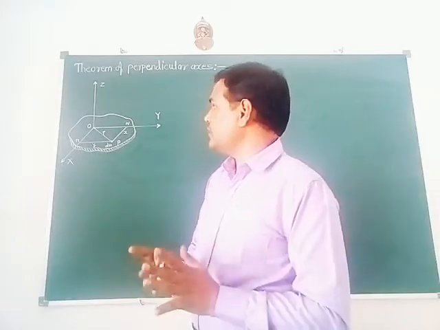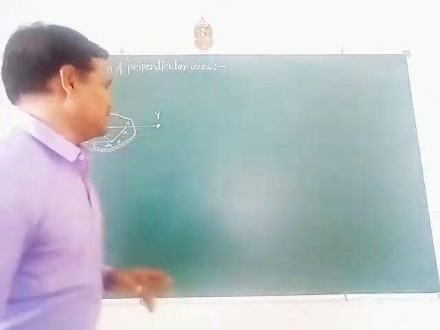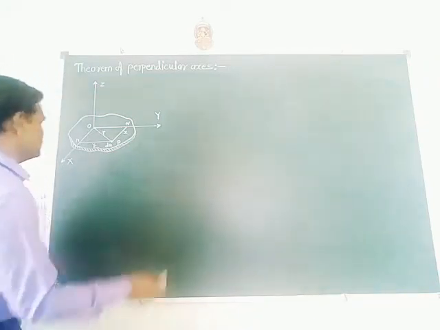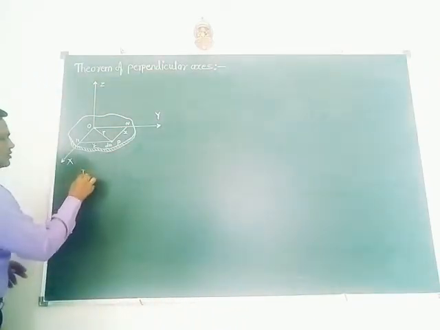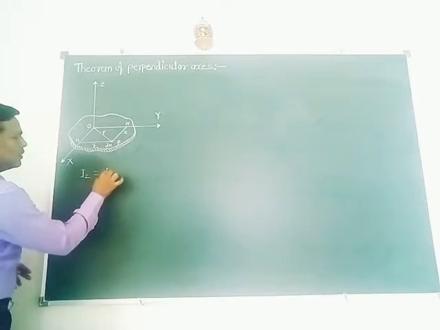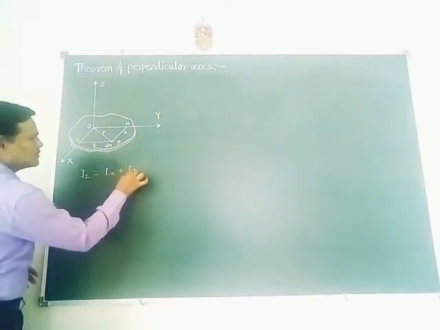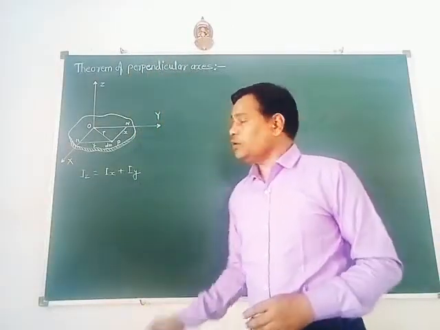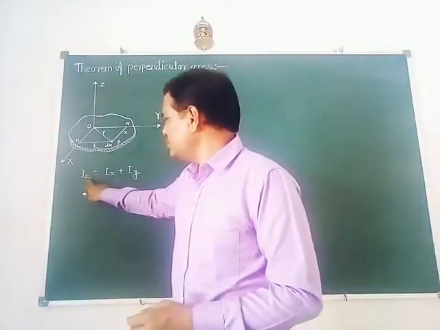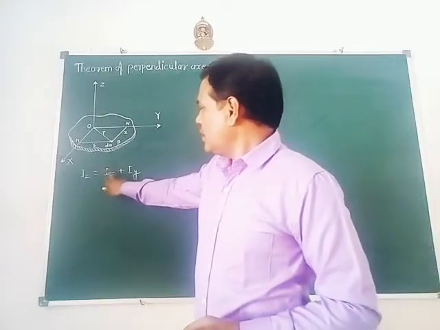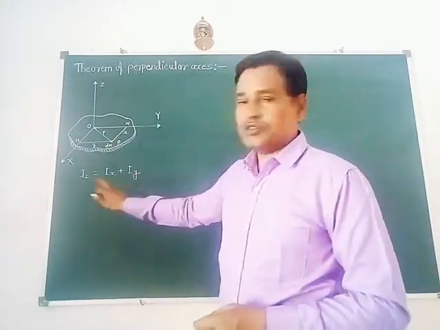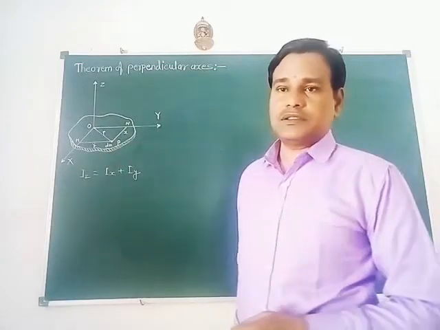So what is perpendicular axis theorem? See here, I first write it mathematically and we will state it later on. So here I_Z is equal to I_X plus I_Y. What is I_Z? We know it is moment of inertia about Z axis, I_X moment of inertia about X axis, and I_Y it is moment of inertia about Y axis.